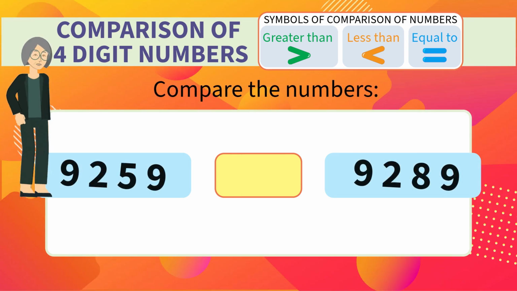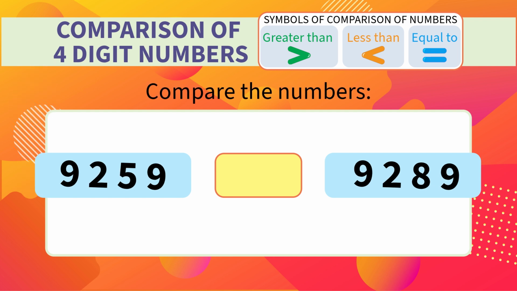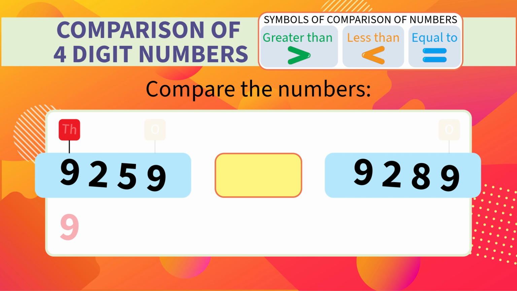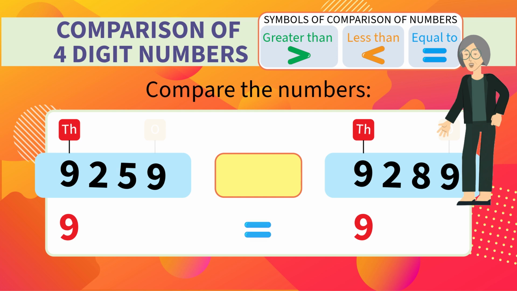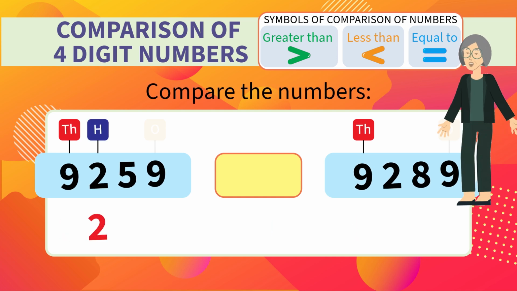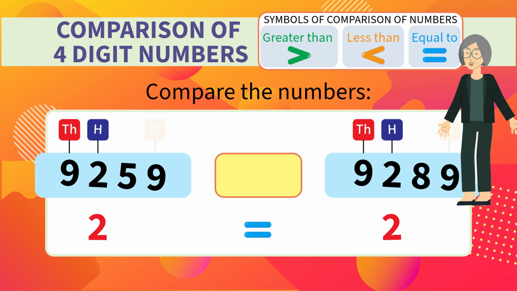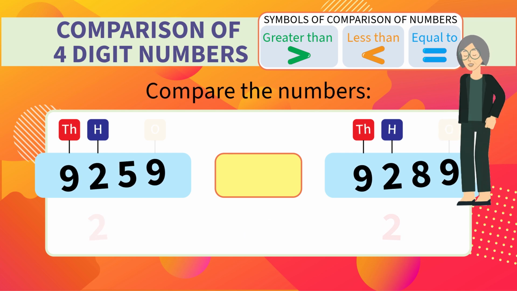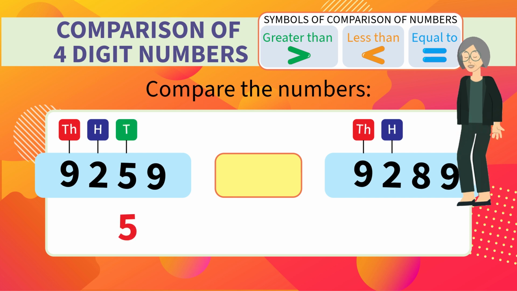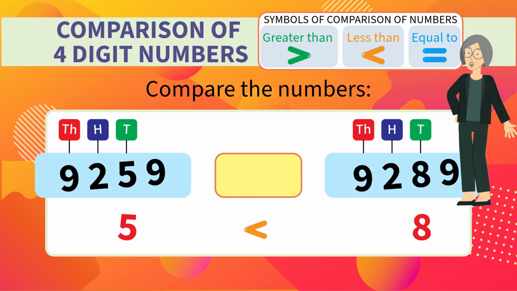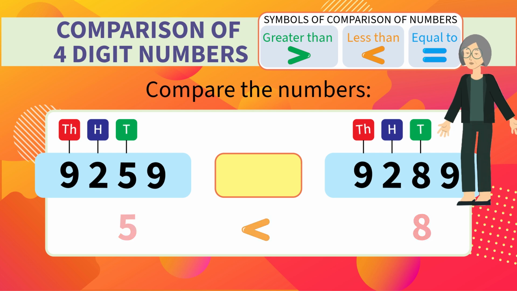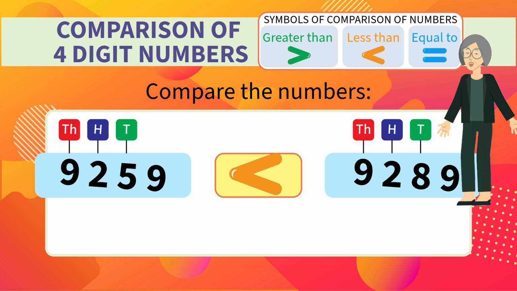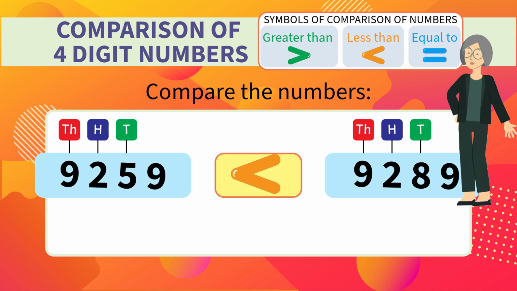Compare 9259 and 9289. We start with digits in the highest place value and go lower. We stop comparing where the values are unequal. Thousands are same, 9. Then hundreds are equal, 2. In tens, 5 is lesser than 8. So 9259 is lesser than 9289.